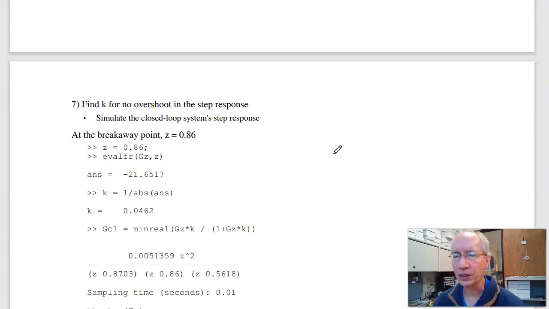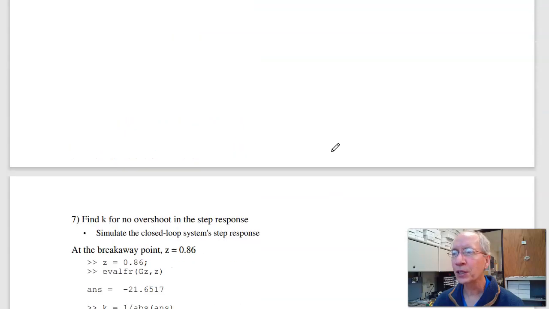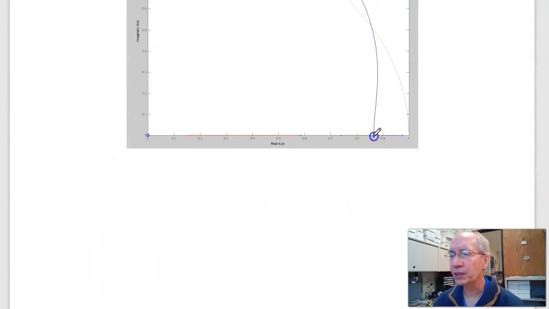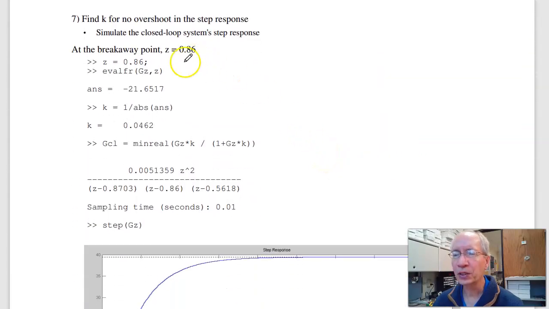Now, given the root locus, I can design for different responses. Suppose I want no overshoot for the step response. That means design for this point, the breakaway point. So on any point in the root locus, once you find your point, the gain, g times k, is minus 1. Here's g of z at that point. The gain is negative, which is on the root locus. Gain is wrong. Pick k to make the gain 1. k is 0.04.